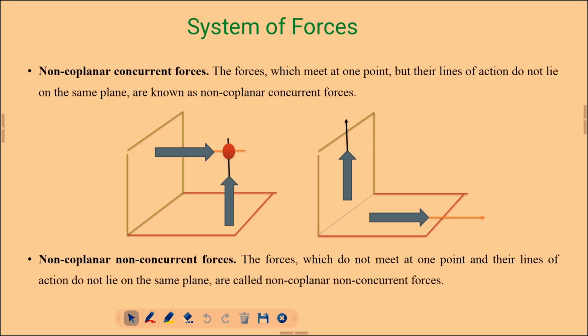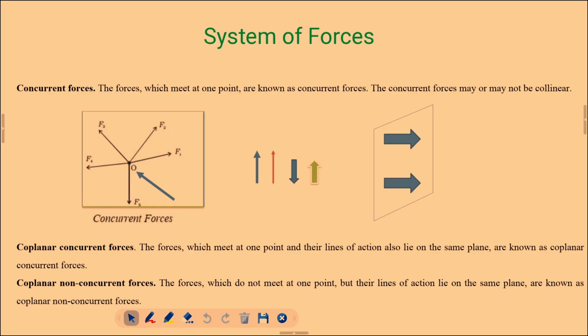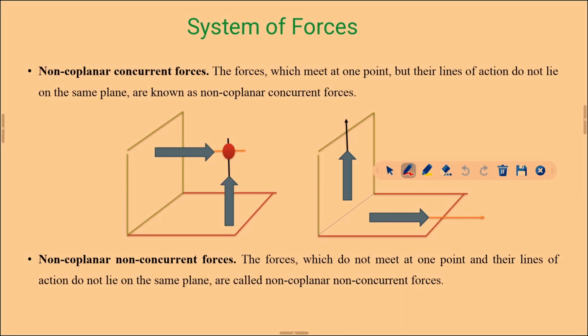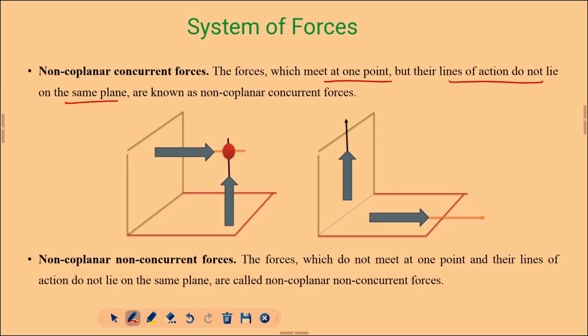And now next is non-coplanar concurrent forces. We will see the definition first. The forces which meet at one point but the line of action do not lie on the same plane are non-coplanar concurrent forces. We know that coplanar means single plane, non-coplanar means more than one plane. So non-coplanar concurrent forces are like this. This is plane 1 and this is plane 2, non-coplanar. Concurrent forces which meet at one point but the line of action do not lie on the same plane.